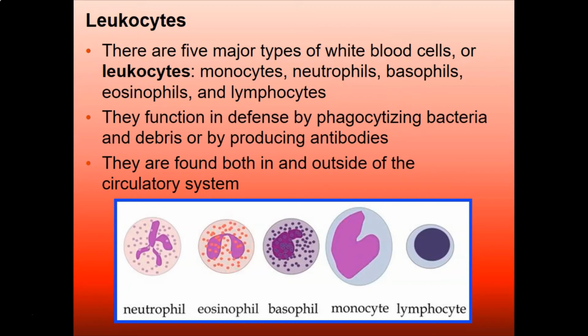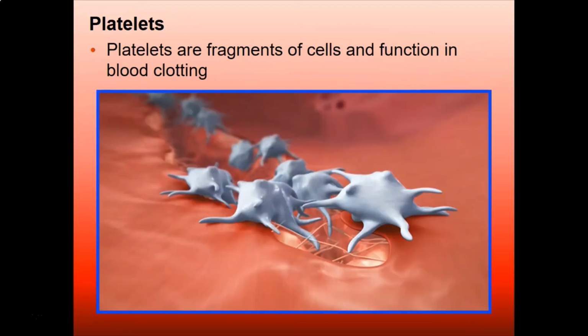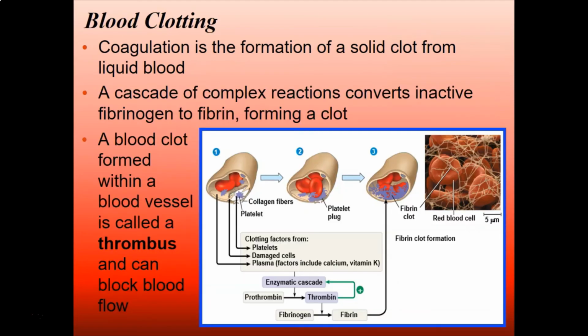So red blood cells, white blood cells, and now you have little platelets here. And again, these are just fragments of cells that function in blood clotting. So if you have a wound, these are usually the first guys that show up and just kind of clog it up for you. And blood clotting is actually a really cool thing.